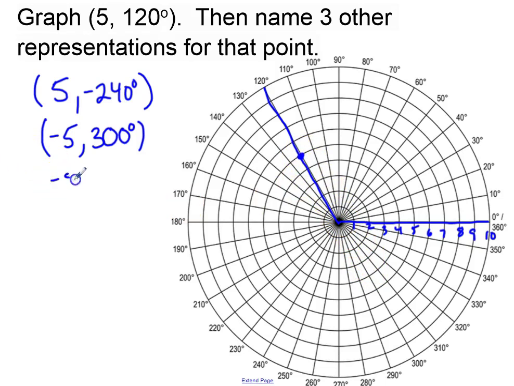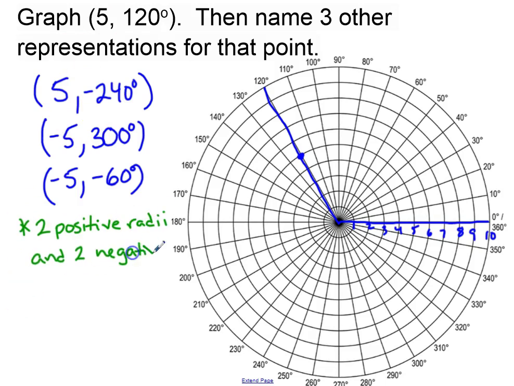So notice that we have 2 angles that are negative and 2 radii that are negative. Okay, so these are our other representations. Let's just make a note there. Okay, so please note that you will have 2 positive radii and 2 negative radii. Also, 2 positive angles and 2 negative angles.